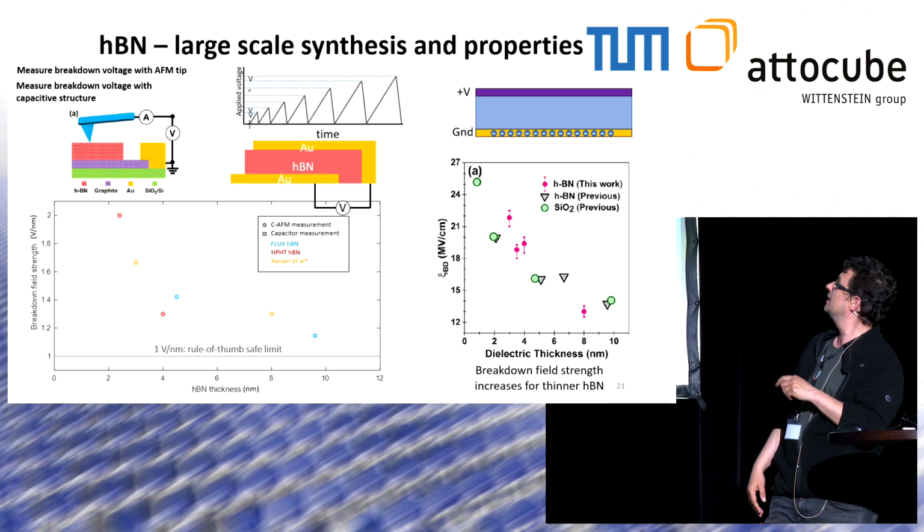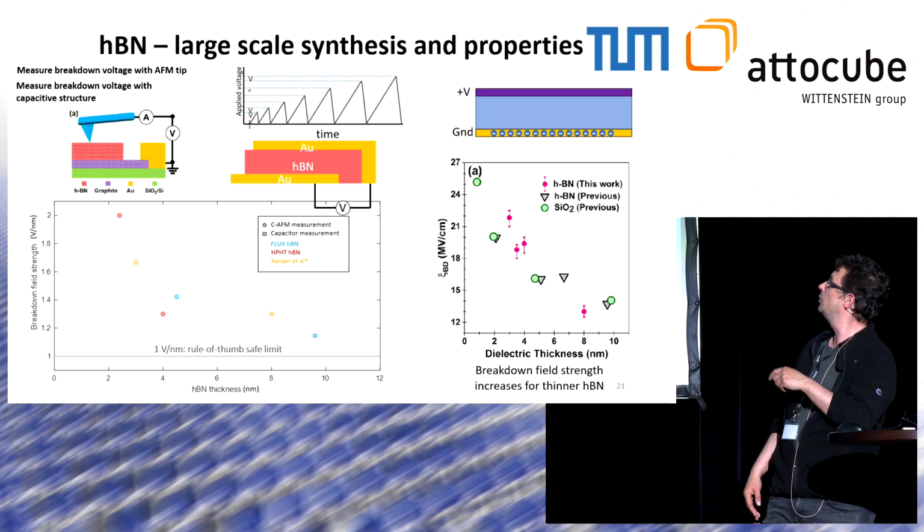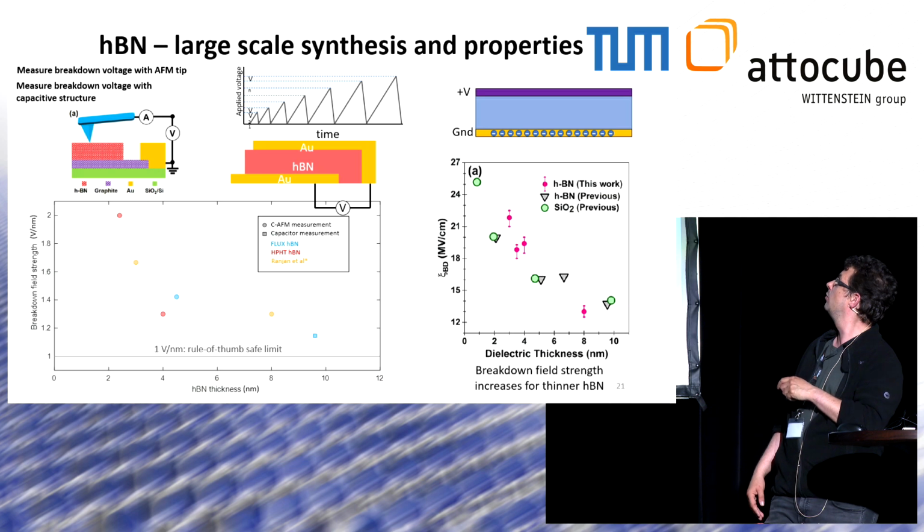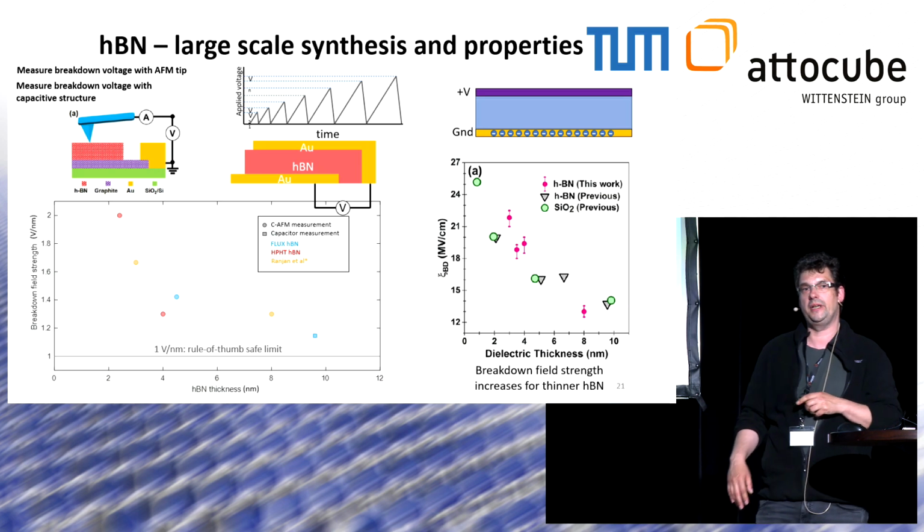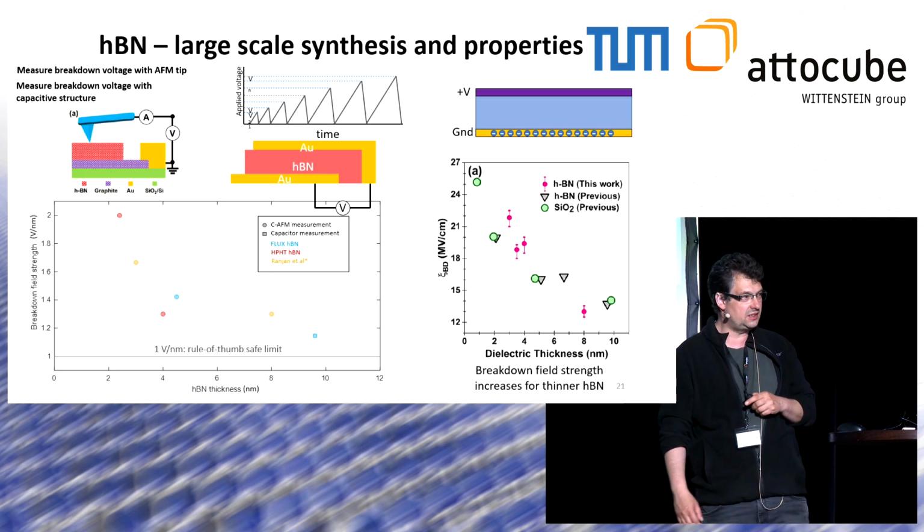And here is a comparison of the equivalent thickness and breakdown voltage for the hexagonal boron nitride which we are growing from the metal flux on a large scale, and hexagonal boron nitride which is reported from material made by high pressure, high temperature synthesis.